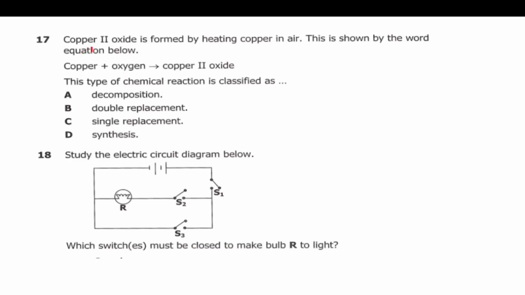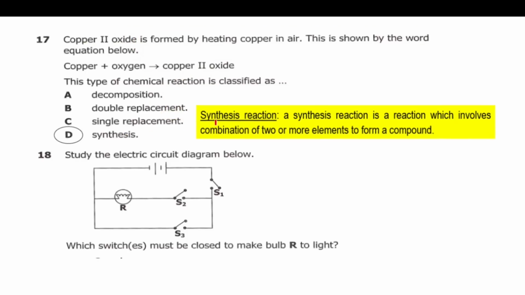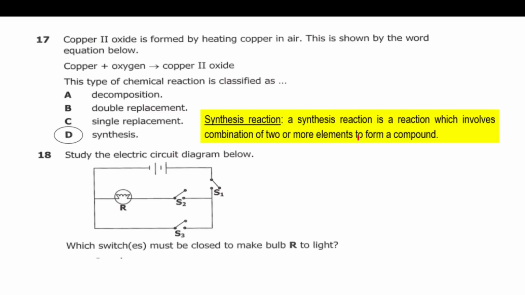So 17 reads, copper 2 oxide is formed by heating copper in air. This is shown by the word equation below. Copper plus oxygen gives us copper 2 oxide. This type of chemical reaction is classified as, the answer is D, which is synthesis. A synthesis reaction is a reaction which involves combination of two or more elements to form a compound. So here we are combining these two elements to form a compound.